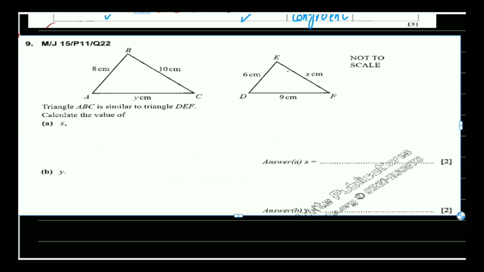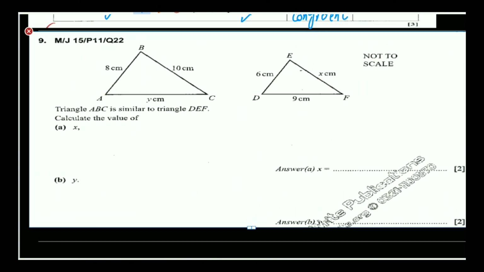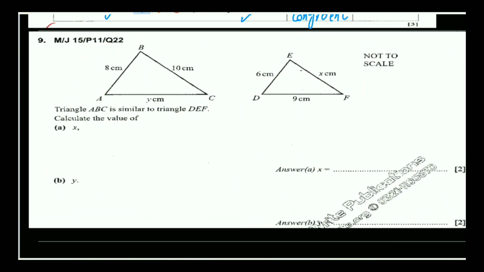There is one question of similarity that I forgot to explain to you, so I am just explaining the question of similarity here. The triangle ABC is similar to triangle DEF. So here you should know one thing, how you will get to know which side is corresponding to which side. This is very important to check.